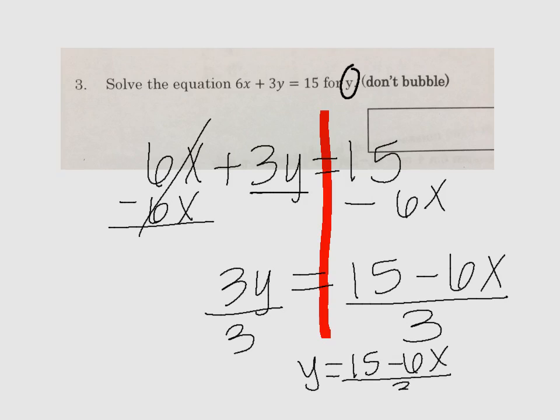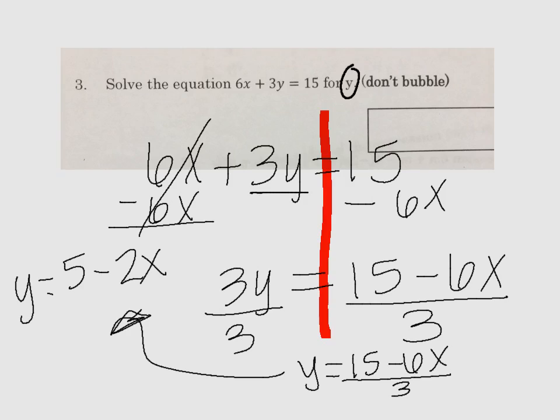So you could either leave it like that, or you could simplify it. 15 divided by 3 and 6 divided by 3. And if you did that, it would be y equals 5 minus 2x. You could even go one step further if you wanted it in mx plus b form and rewrite it negative 2x plus 5. But it's up to you.